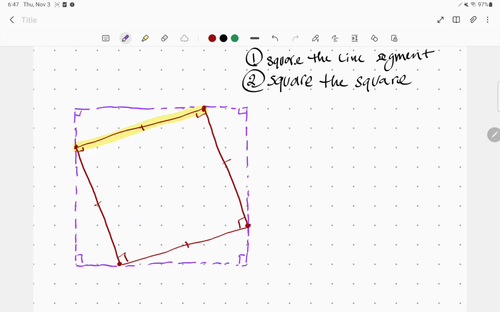Okay, so when we do that, this is what it looks like. Okay, and number 3 is we're going to find the area of our red square.